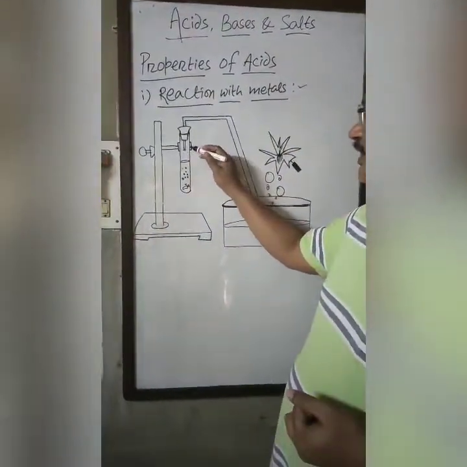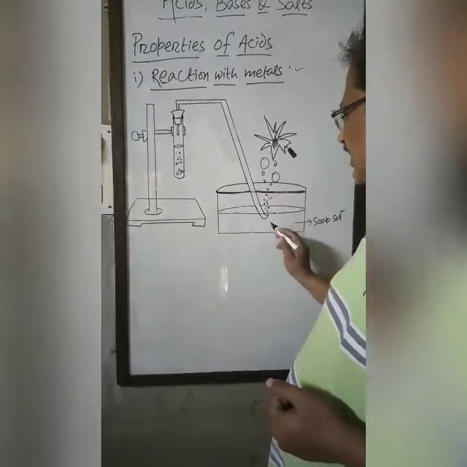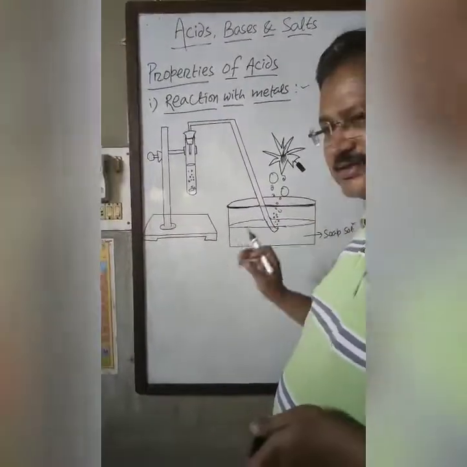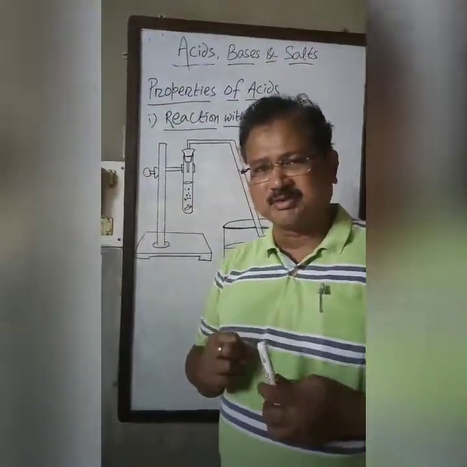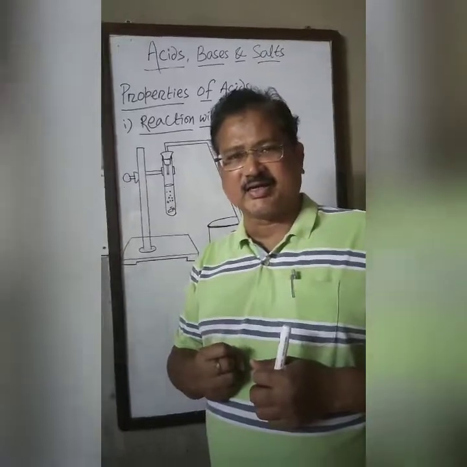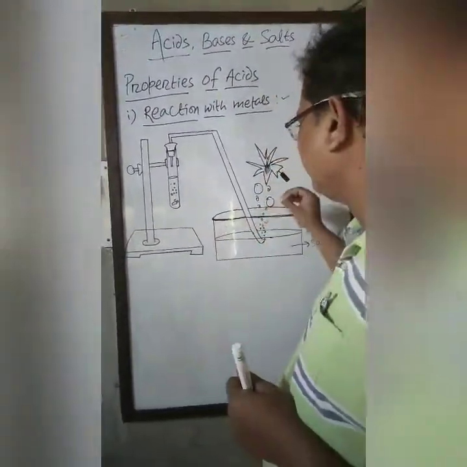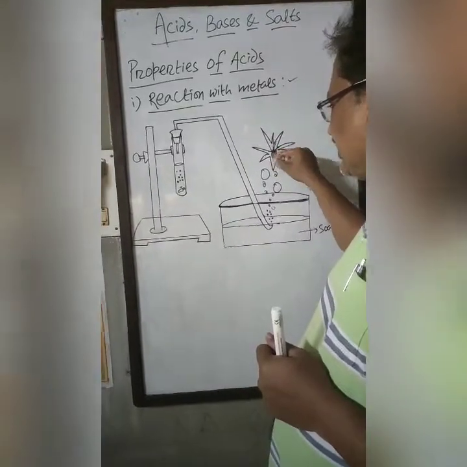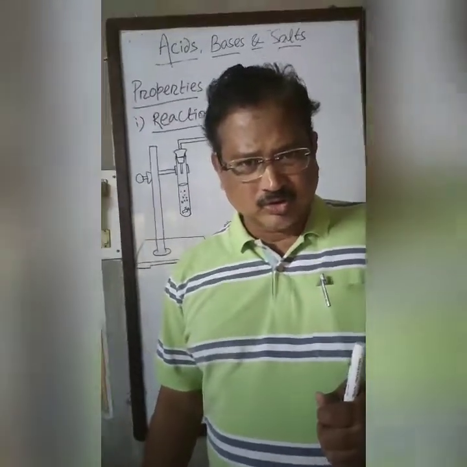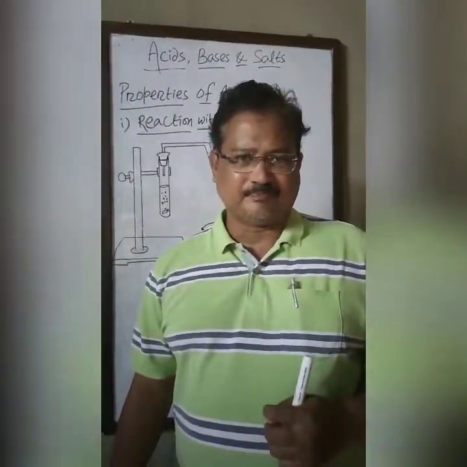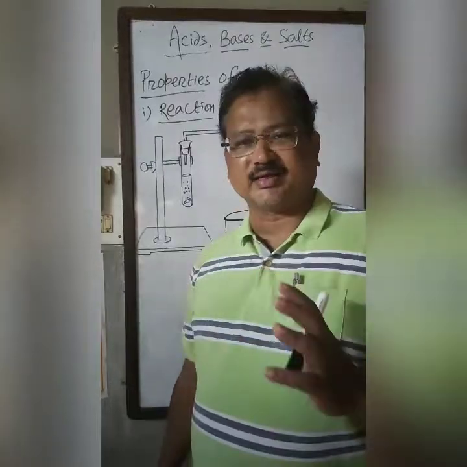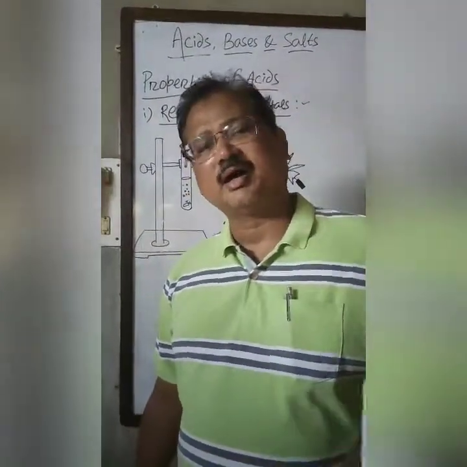When these bubbles come out through this tube and enter the soap solution, the gas fills up the soap bubbles and they start rising up. In order to know the nature of the gas, if we take one burning candle near the bubbles, you will find that they burst with a pop sound. The pop sound indicates the gas is hydrogen. That means when a metal reacts with acids, it liberates hydrogen gas.